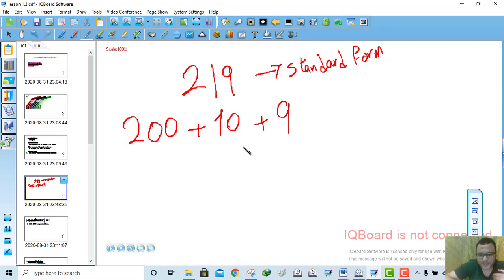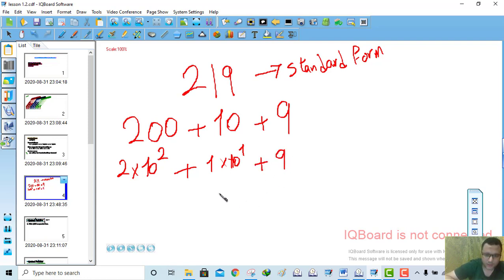If I needed to write it in grade 5 way, which is exponent way, I will write it as 2 multiplied by 10 to the power of 2, because we have here 2 zeros, hundreds place, plus here there is 10, so it's 1 multiplied by 10 to the power of 1, and the 9, you can just write 9. This form is called the standard form, and this one is called expanded form.